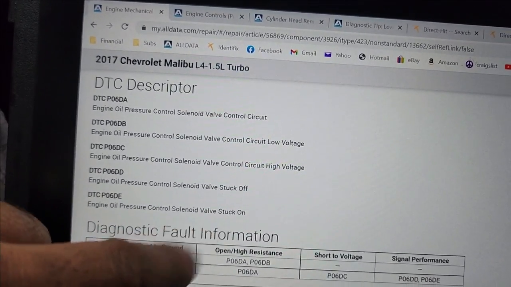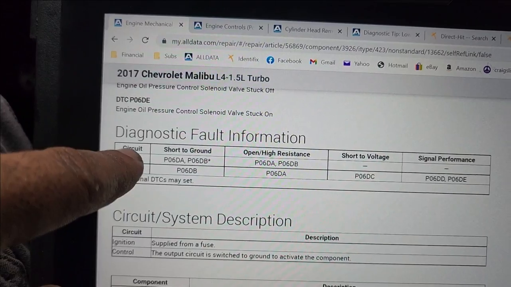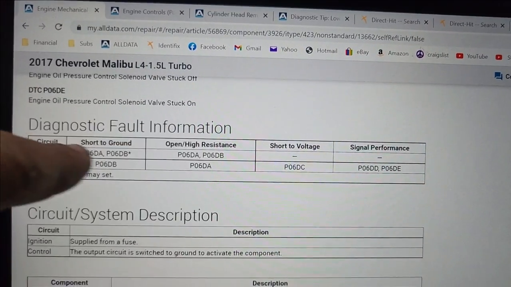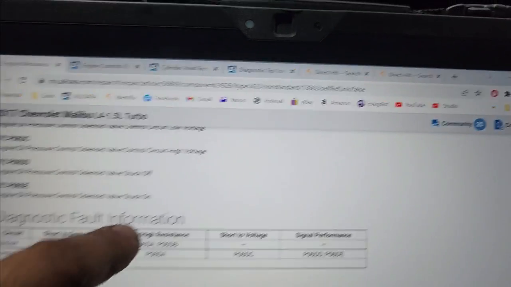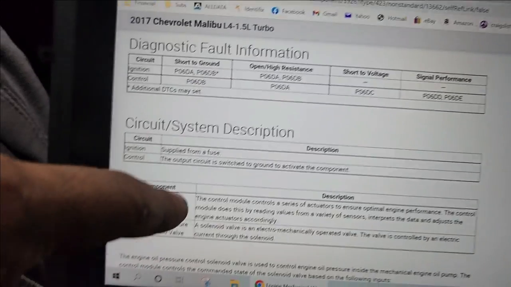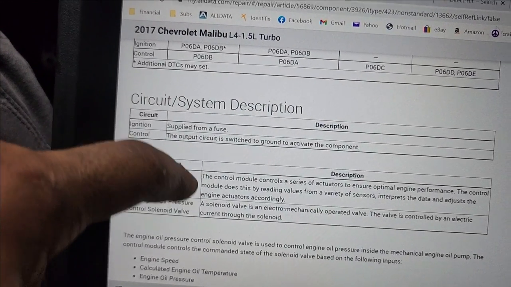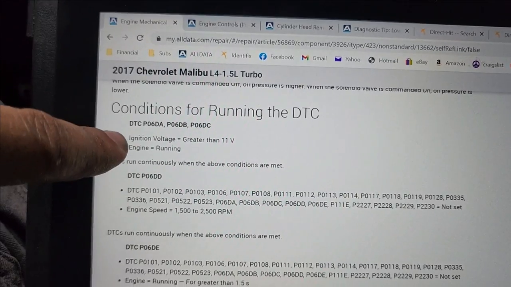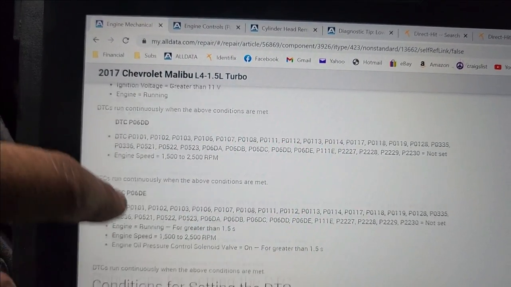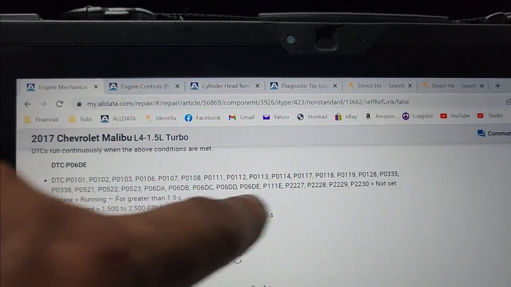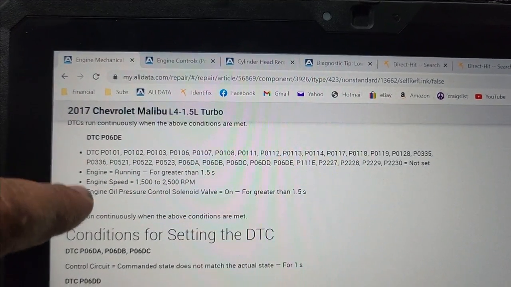Right here, it starts right here, stuck on. This chart will show you A, B, and C, all circuit codes. D and E, performance codes. D is stuck off and E stuck on. So there's a circuit test. Conditions for running the DTC, those are A, B, C and D and E here. It says read these codes. If you have any of these codes, you have to address those codes before moving further.